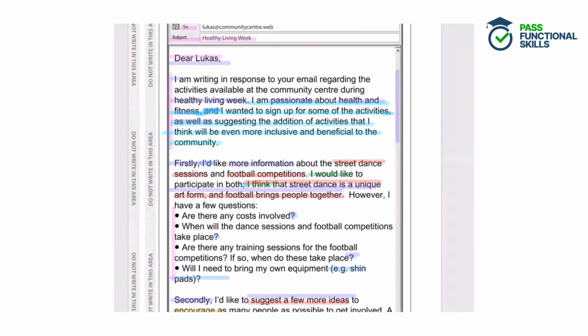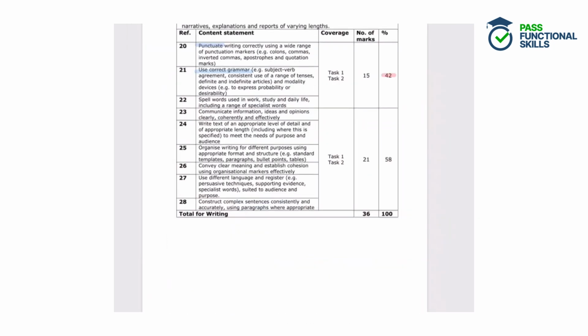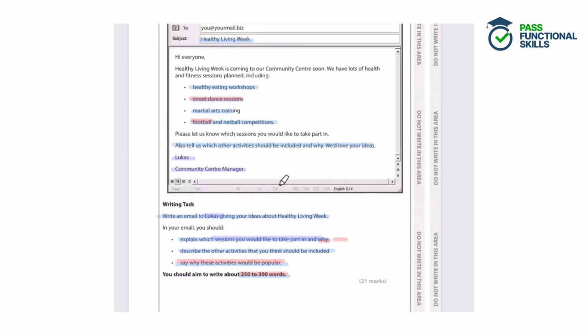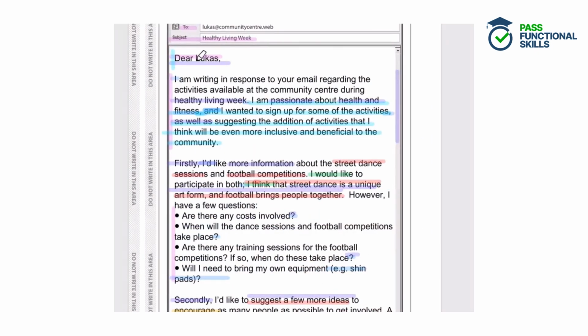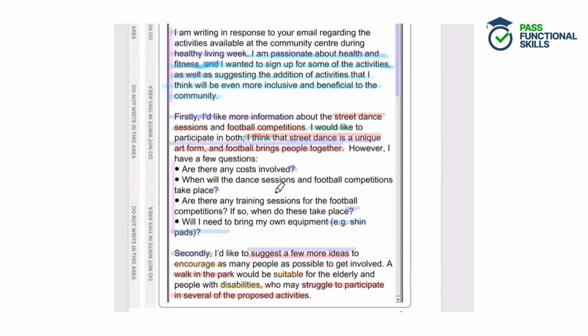So overall, this is a really effective answer because it addresses all of the criteria that have been given by the exam board here. So we've got correct punctuation, we've got correct grammar, we're spelling words correctly, we are communicating clearly, coherently and effectively, so our answer makes sense. We're writing appropriate level of detail and an appropriate length by reading the question carefully to see what details we need to add, and by matching the word counts that have been given. We've organised the writing well because we've used organisational features to structure the email effectively. So we've got the use of a greeting, we've got a sign off, we've got all of the appropriate features for an email.